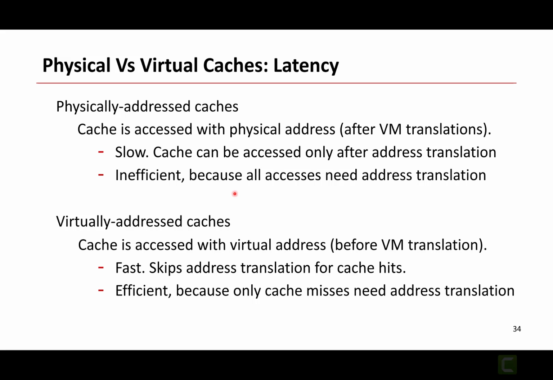All right, so why are physically addressed caches slower? Well, it's slower because you can access it only after getting the address, and it's also inefficient because you have to do this address translation for all memory accesses. So that's kind of bad from the perspective of power and energy of the processor as well. And virtually addressed caches is very nice because I can skip address translation for as long as I have a cache hit. It's only when I have a cache miss I have to do the address translation. So I save a lot of TLB lookups, and therefore I save a lot of power and energy.